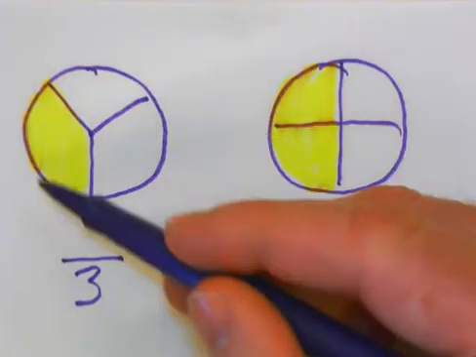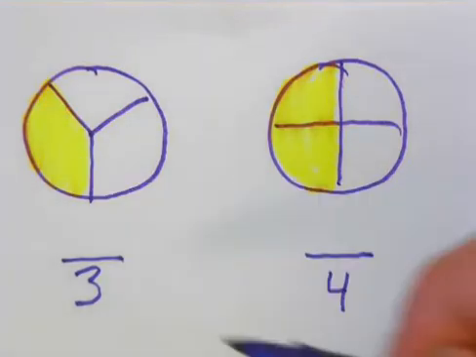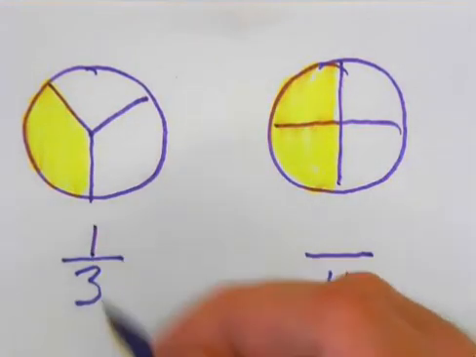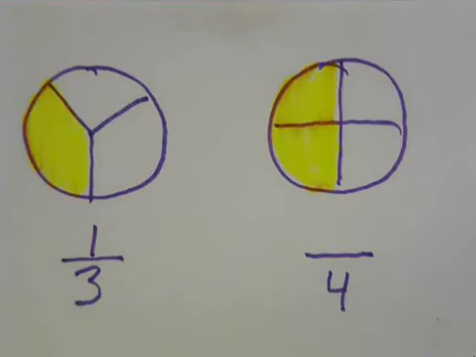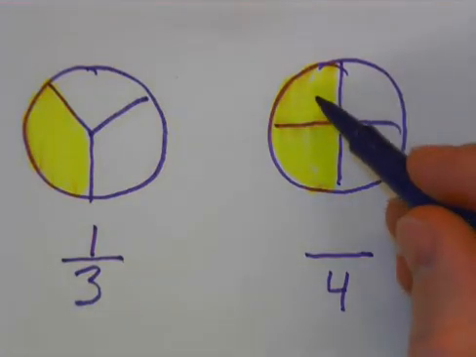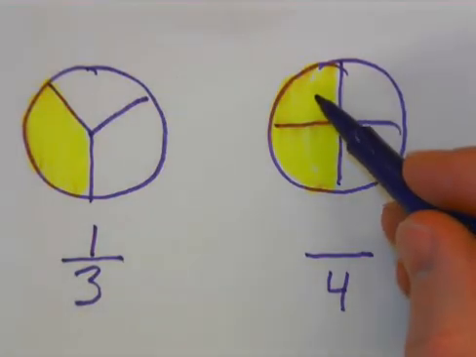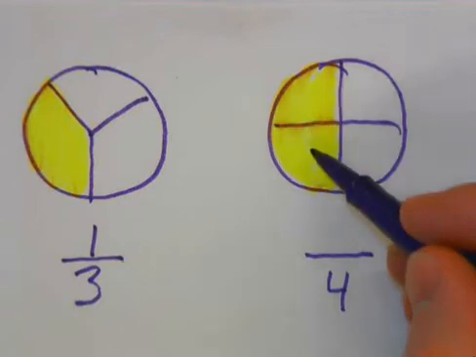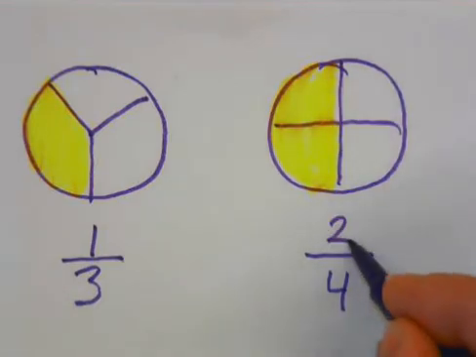The top number, your numerator, is the number of pieces that are shaded. In this representation, there is 1 piece shaded, so it is 1 out of 3. In this representation, it is 2 pieces that are shaded. 2 pieces, 1, 2, out of 4.